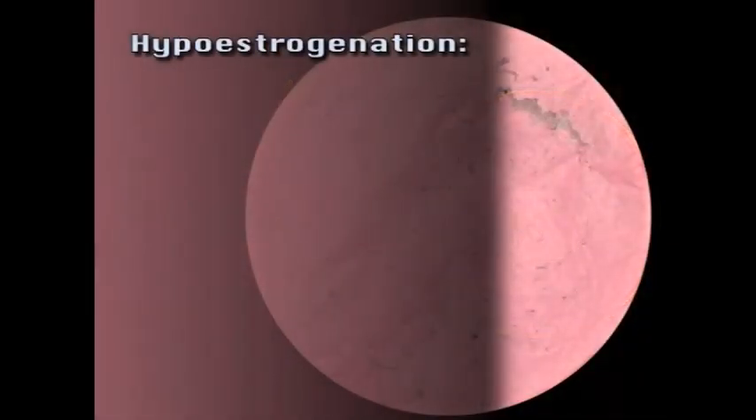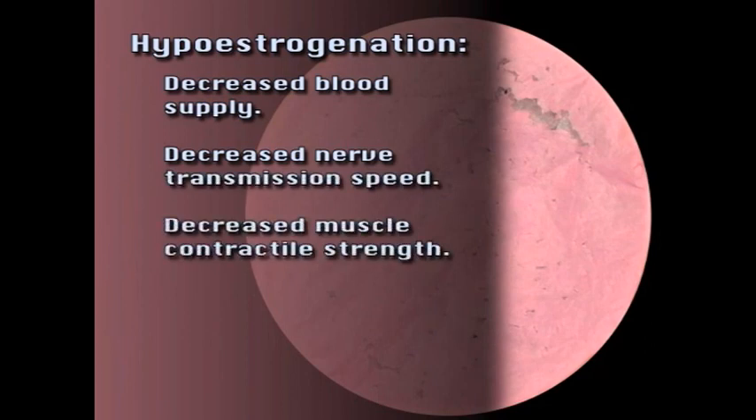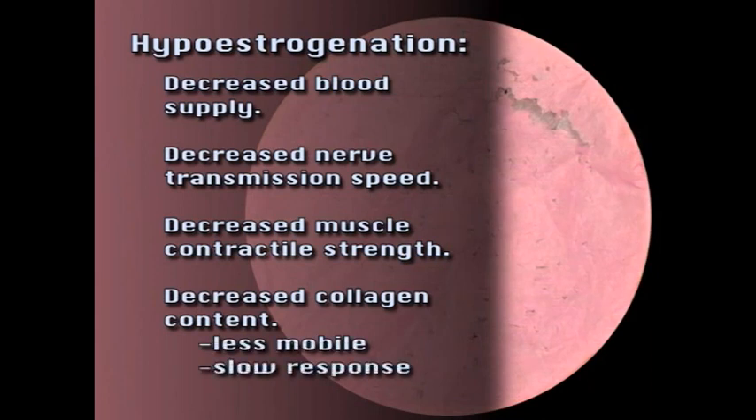Hypoestrogenation after menopause leads to decreased blood supply to the pelvic muscles, decreased speed of nerve transmission, and decreased muscle contractile strength. Hypoestrogenation also leads to decreased collagen content, which is the main supportive protein in muscle and connective tissue. The collagen becomes meshed in form and less is newly synthesized. Thus, it becomes less mobile, is slower to respond to stretch, and tensile support is compromised.